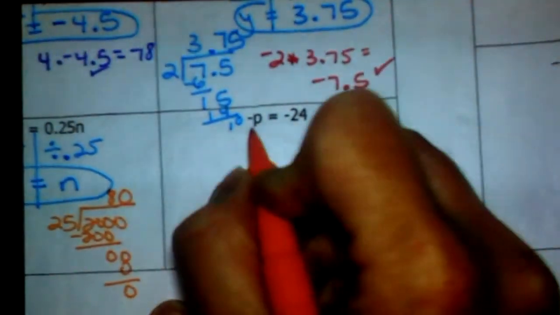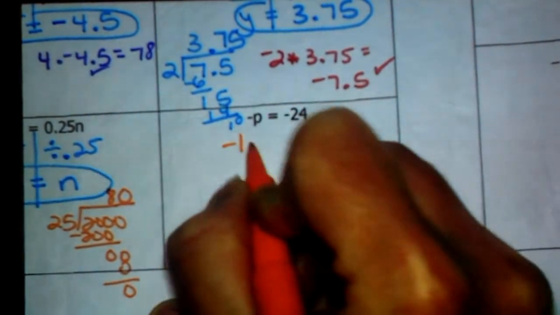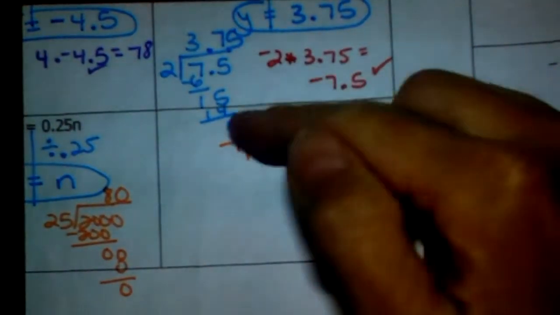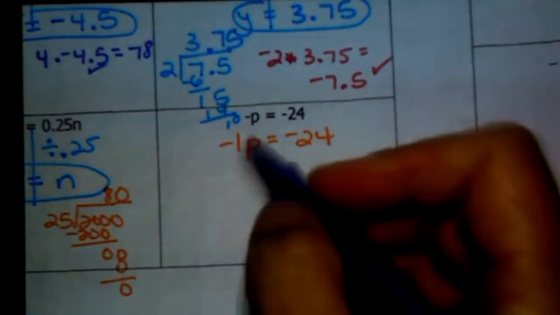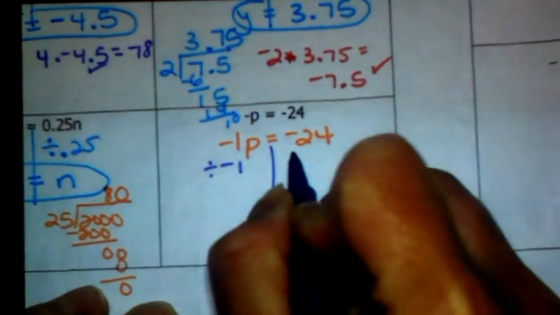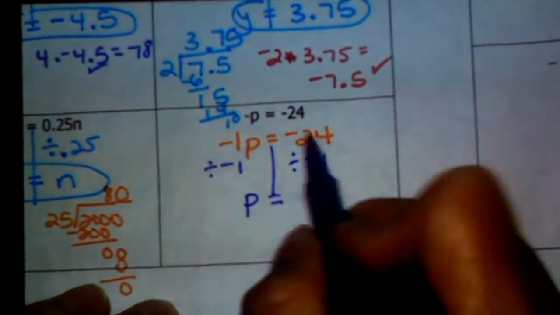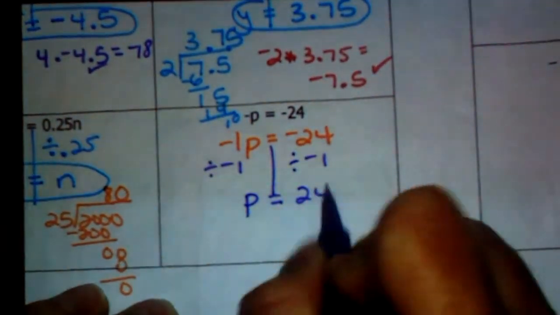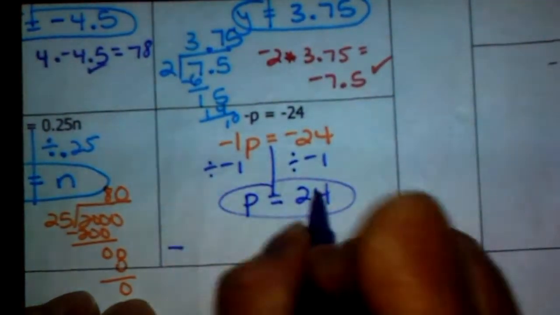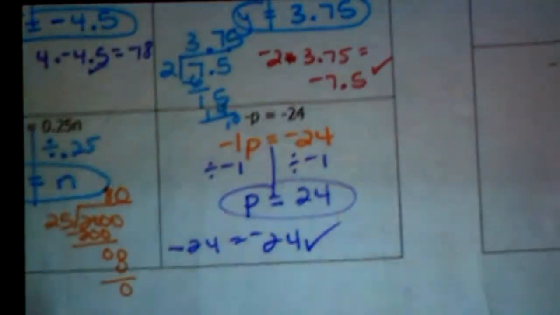So negative p equals negative 24. I don't want to know what negative p is. I want to know what positive p is. So here, you need to recall that when you have just a letter by itself, it really means you have one of it. So we actually have negative 1p, which equals negative 24. How do you get p by itself? Because it's a multiplication equation, I have to divide by the coefficient. Negative 1 divided by negative 1 is 1. That means p is alone. Negative 24 divided by negative 1 is 24. I do have room to check this one. So negative p, that means negative 24, should equal negative 24. It does! We're right.